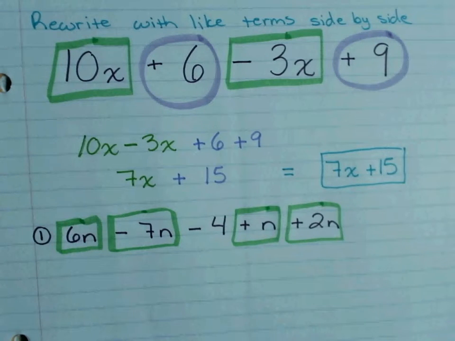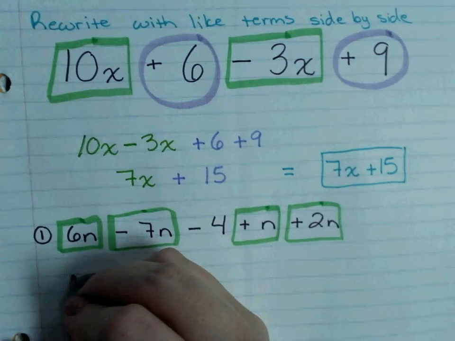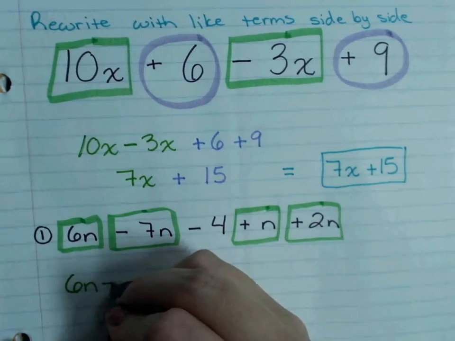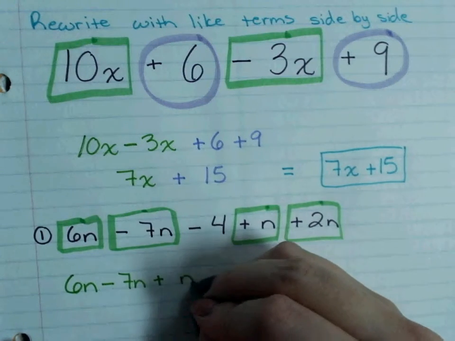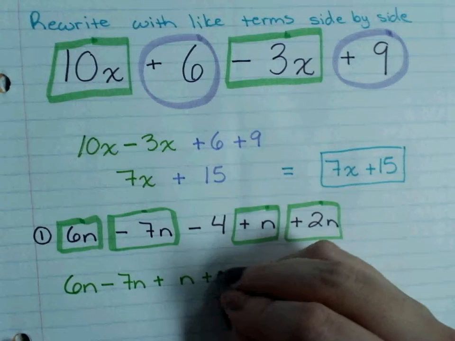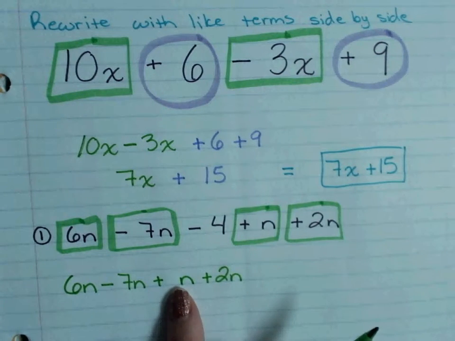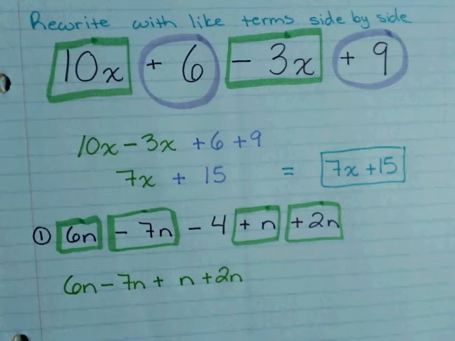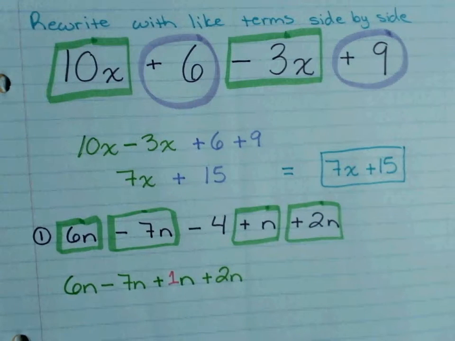So I'm going to go ahead and write this down. I've got a 6n minus 7n plus n plus 2n. I'm going to write all of them side by side. Now, here's the thing. I don't have a number in front of this n. But there is one that exists. Who can remind us what number is there even if it's not written? Isabella? 1. A 1. So I'm going to go ahead and write a little 1 there so that way I know it exists.